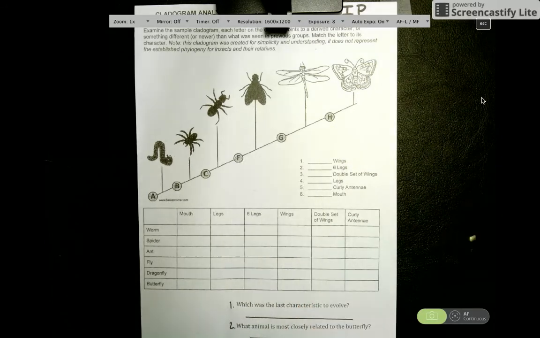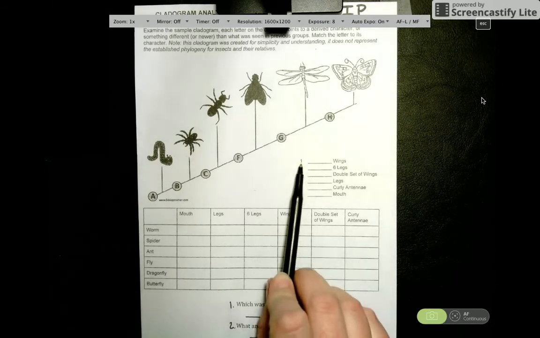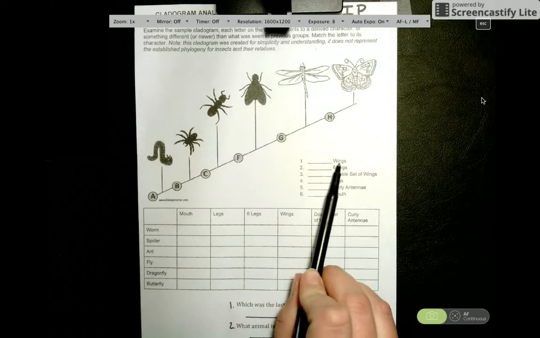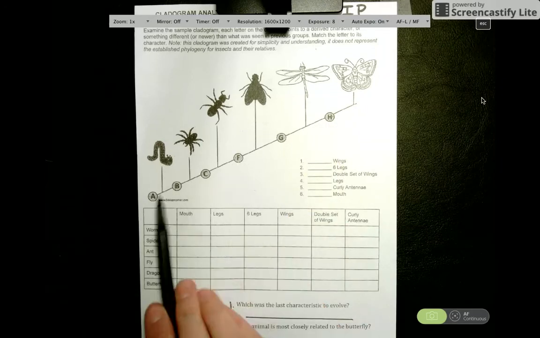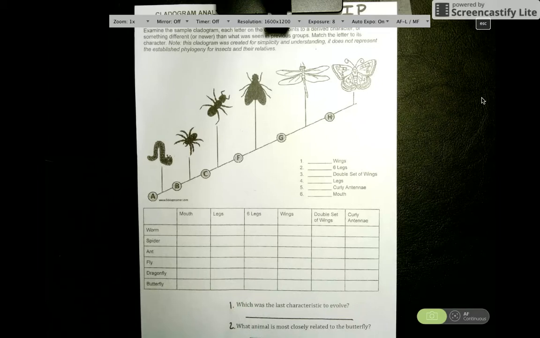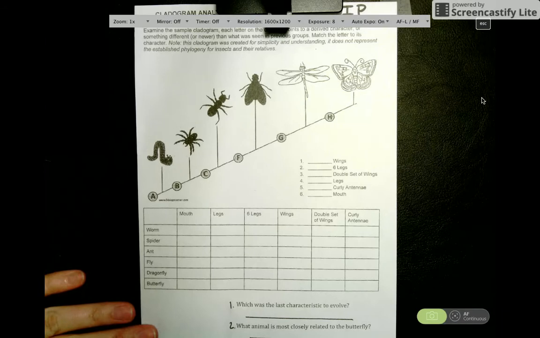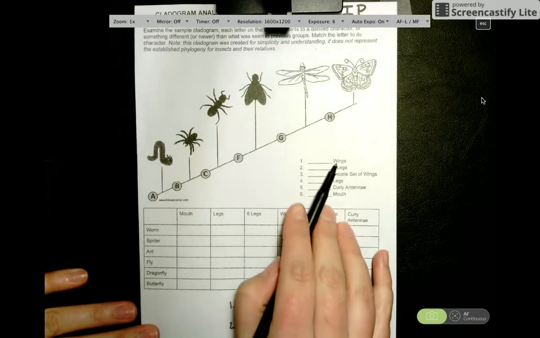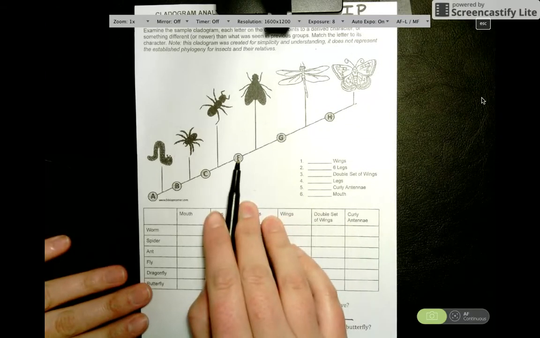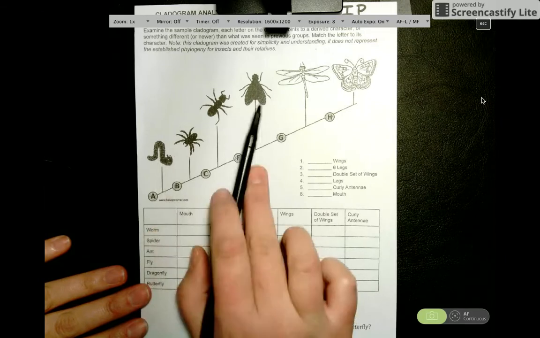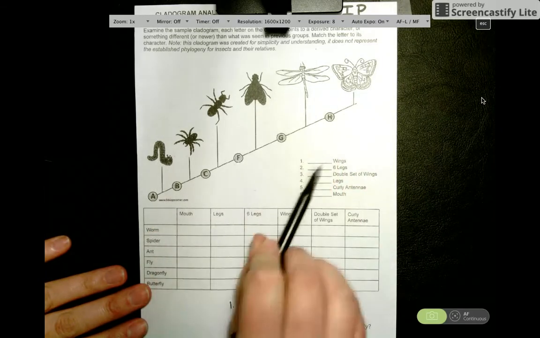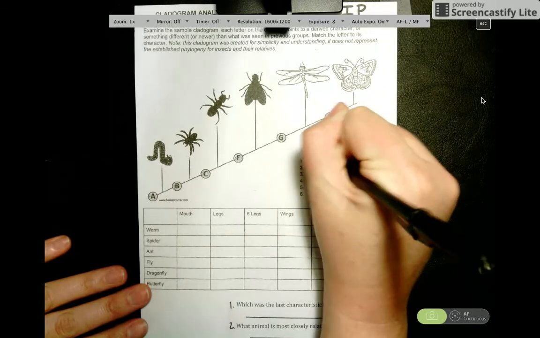Okay, so we're going to start together. Looking right here at number 1, we want to find where did wings evolve? Did they evolve at letter H? Did they evolve at F? Did they evolve at A? Etc. So take a second, look at your cladogram. So when I look at it, I think that wings evolved right here at F because these 3 before it don't have wings, but these 3 after it do. So wings, I'm going to put letter F.